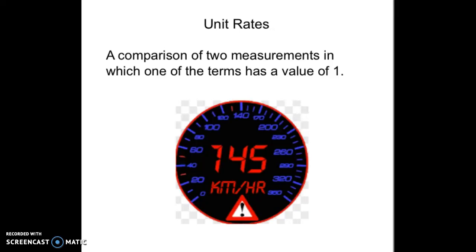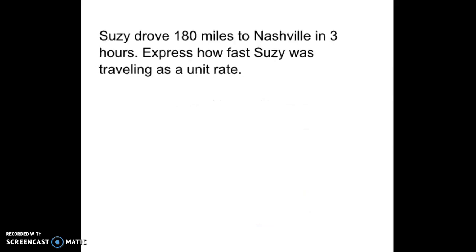Today we're going to be looking at unit rates. Unit rates are a comparison of two measurements in which one of the terms has a value of 1. That's right, there's going to be a 1 in the numerator or denominator. That's all that means. So let's start looking at this one.